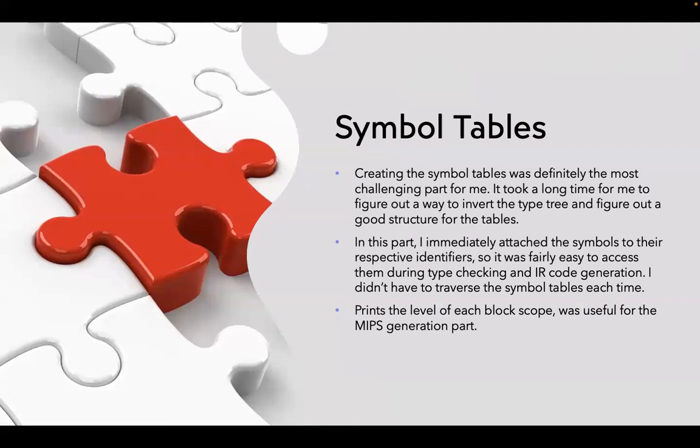In this part, I immediately attached the symbols to the respective identifiers. So it was fairly easy to access them during type checking and IR code generation. So I didn't have to traverse the symbol tables each time. The only time I had to fully traverse the tables, apart from the time where I had to print them in the third problem set, was in MIPS.